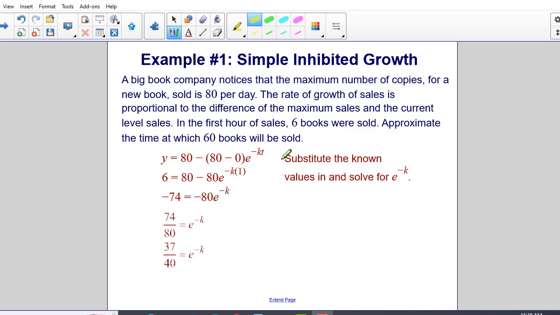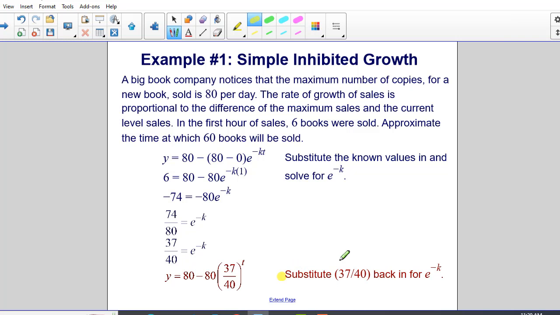Now we substitute all our known values in order to solve for e to the minus k. So we place all our known values into the equation, work out the algebra, and take note here that t is equal to 1. We have negative 74 is equal to negative 80 times e to the negative k power. And then making our appropriate algebraic moves and simplifying, we find out that e to the minus k is equal to 37 over 40.